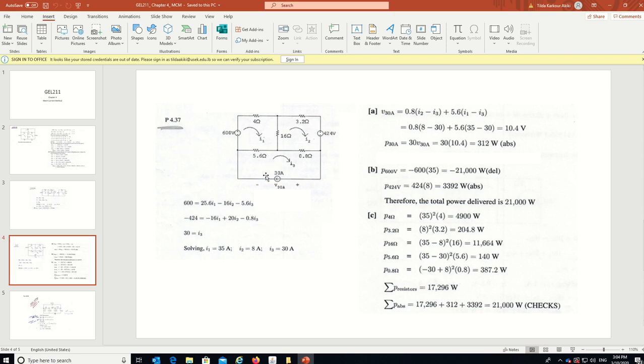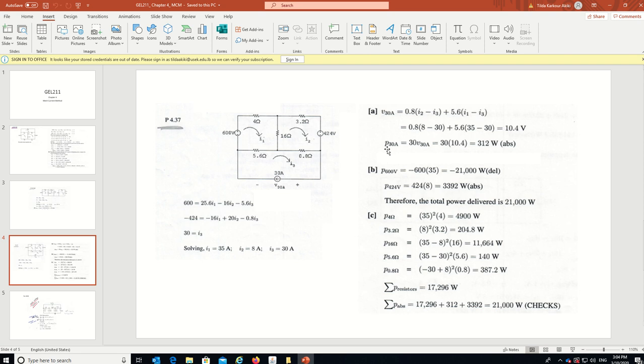In this mesh, be careful. There is a current source, 30 amperes. So you directly write I3 equals 30. You don't have to write a KVL. Anyway, you don't have the voltage on the 30 amperes, so you cannot write it. So whenever you have a mesh with a current source in it, which is at the border, you can directly write the current is equal to this current source.